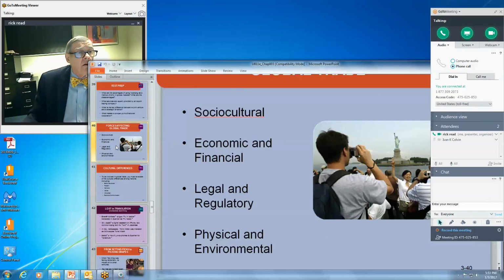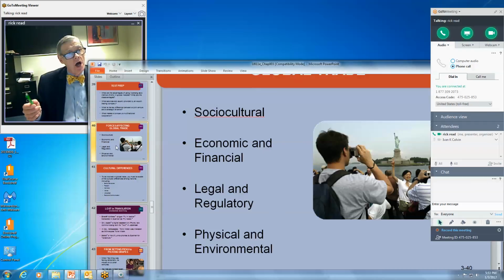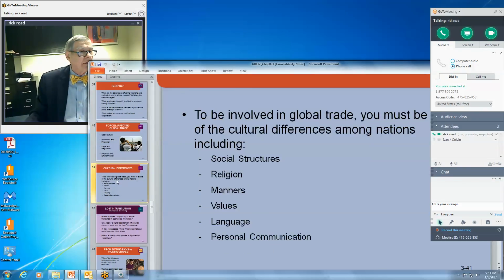What affects global trade? These are the issues. Obviously, cultural differences, economics and finances, laws and regulations, the physical environment. We don't need to talk a lot about cultural differences. We know them, but certainly things like manners, religion, values, language, those are all things that come into play.